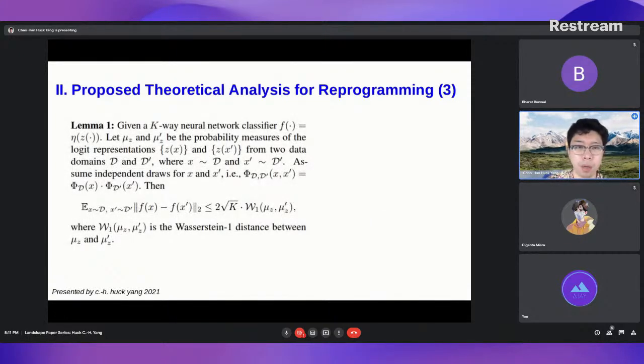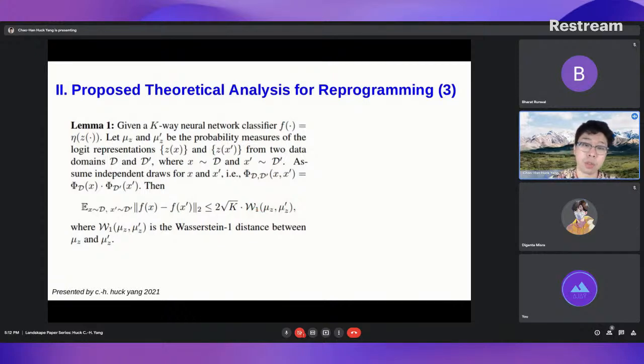And then we have Lemma 1. The detail about this proof I put in the paper, but here we have this distribution mu z and mu z prime, the probability measures from the logit representation of this pre-trained model with x and x prime. You can use the Wasserstein distance to measure this probability density, and you can see if the reprogramming process goes well, this distance will be much closer.